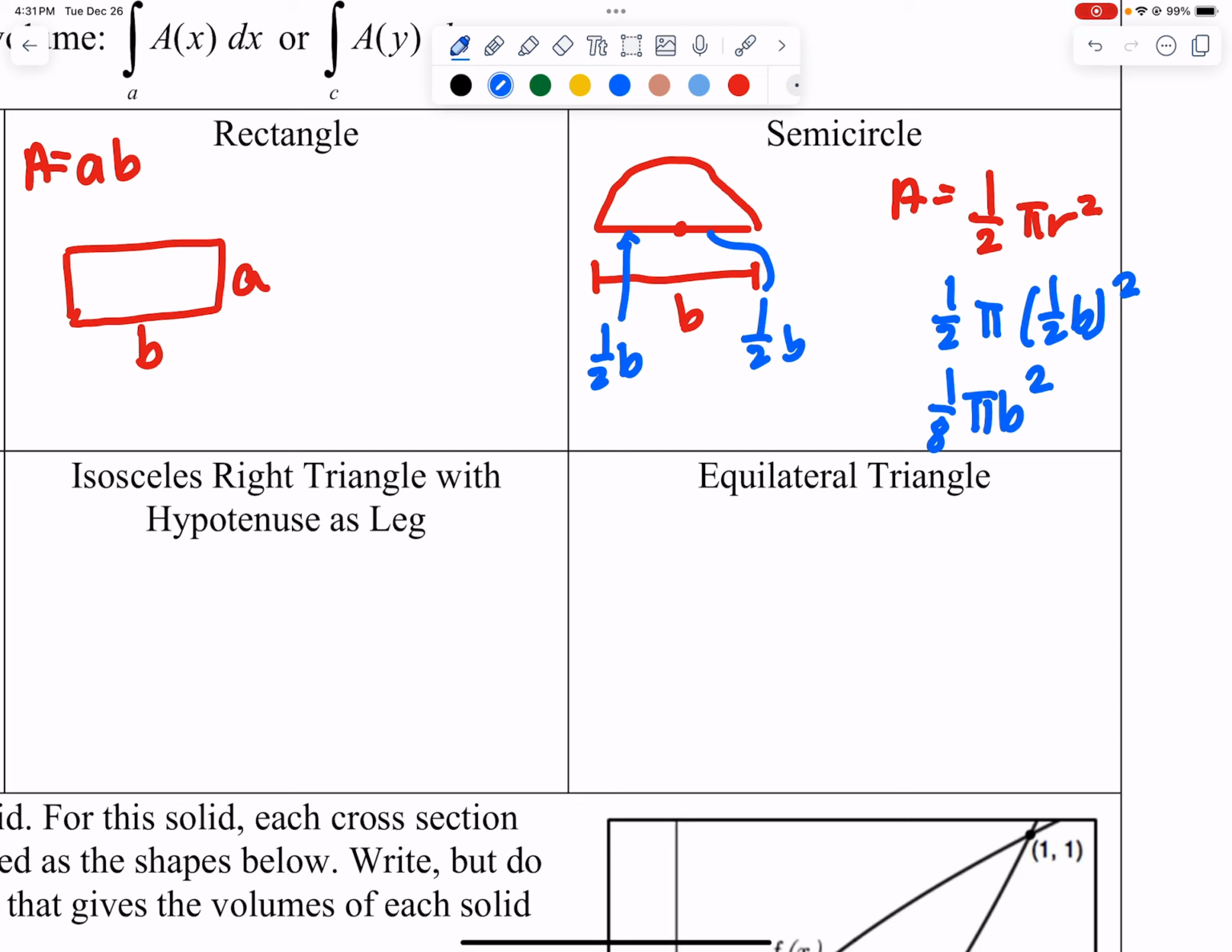Now, it's also important to mention that if you see a semicircle, it will not always, 99% of the time, it might not be 1/8 pi b squared. It just depends on what your base length is. In this case, I took a base to be b. If your base was 2b, then you know that your radius is just going to be b. So remember that everything depends on what your base is going to be.